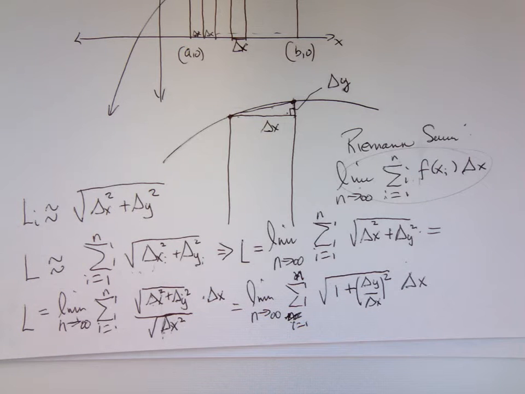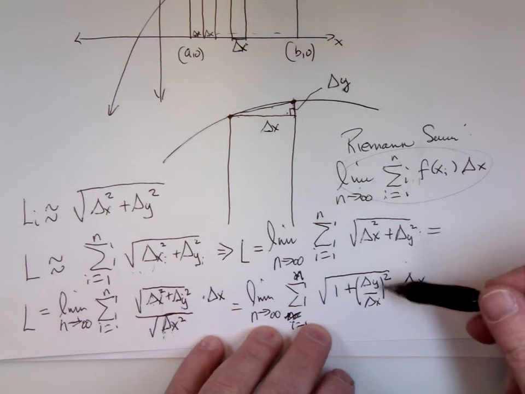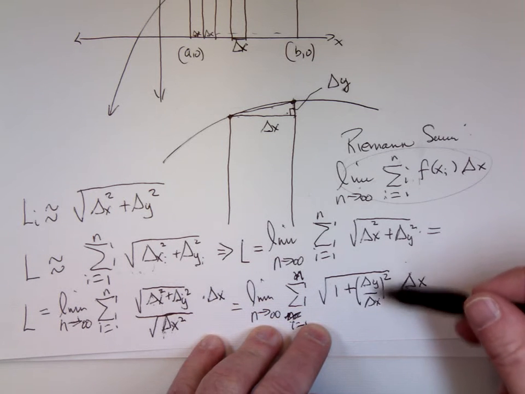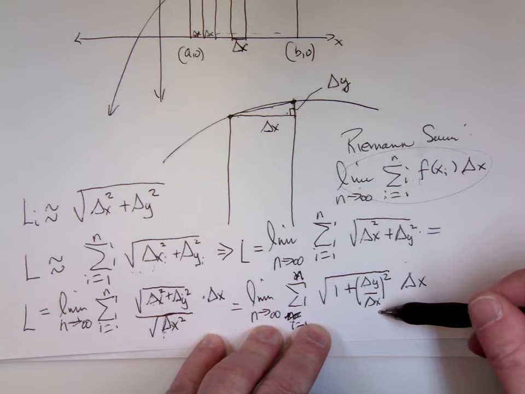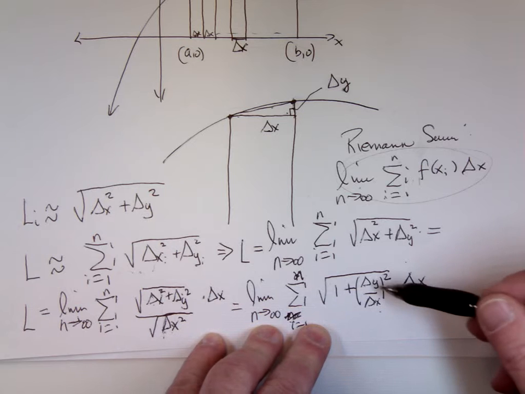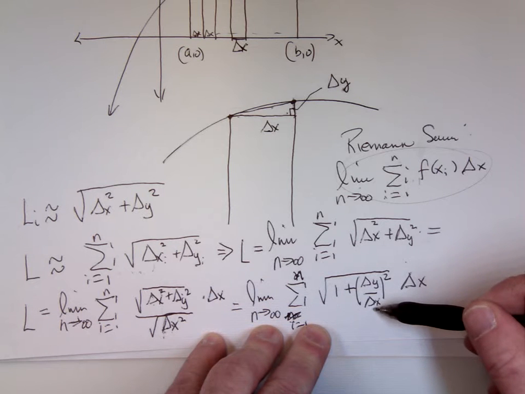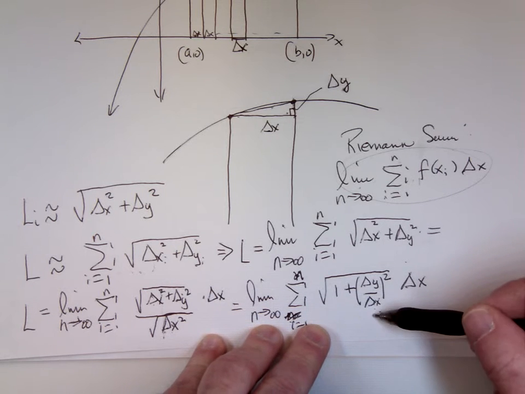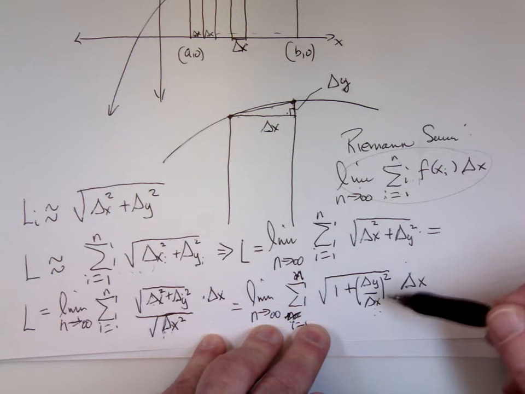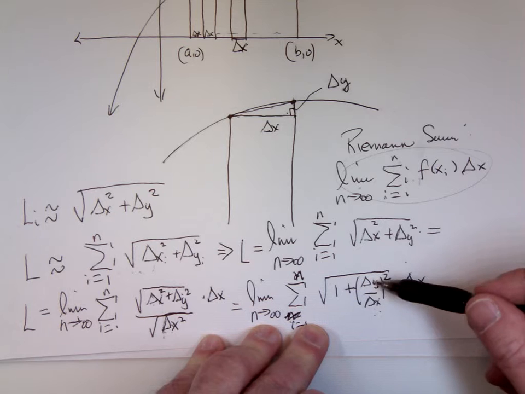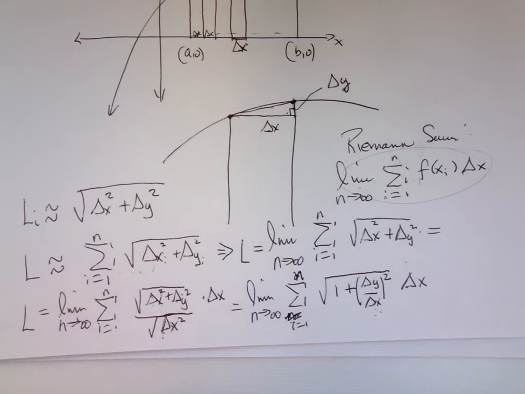Now, here's the thing. I need someone to tell me what the limit of delta y over delta x is as delta x goes to 0. What is this ratio equal to as delta x goes to 0? As n goes to infinity and delta x goes to 0, what happens to delta y over delta x? Where does it go?